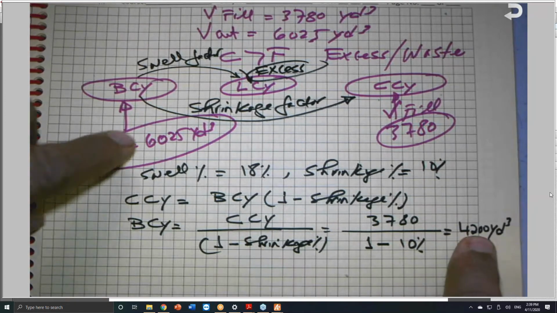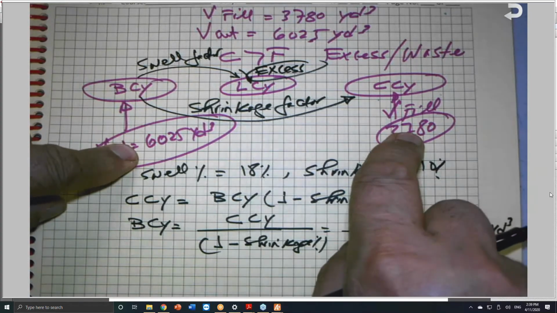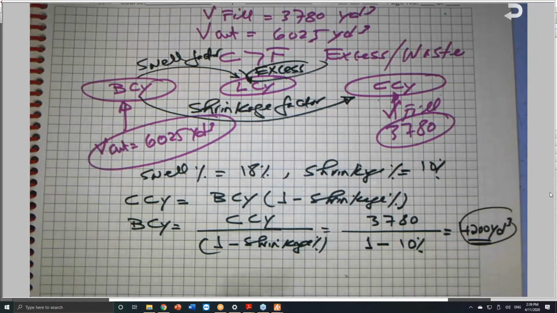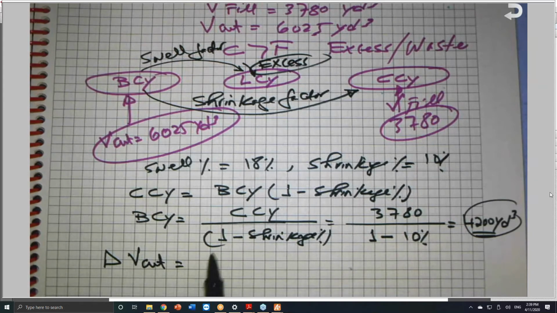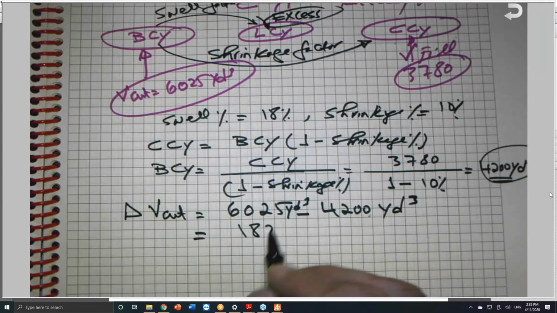Right now I can subtract this from this because this is orange and this is orange. This was orange and this is banana, so I cannot really subtract them. So right now I say delta cut, the delta volume of the cut, is equal to 6025 minus 4200 cubic yard. Obviously this is cubic yard too. So this will give you 1825 cubic yard.